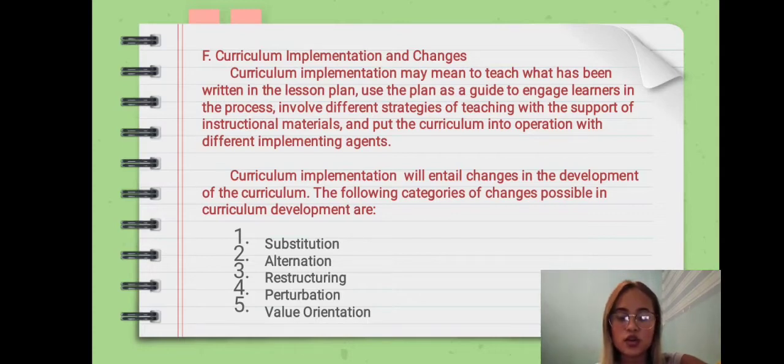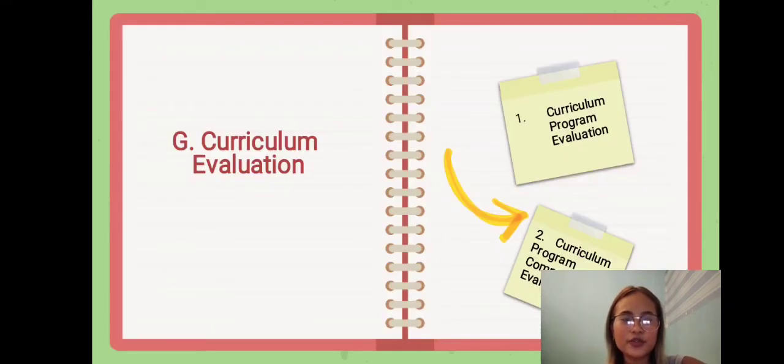For substitution, replacing the present curriculum with a new one. For alteration, introducing minor changes and modifications on the current curriculum. Restructuring, introducing major modifications in the current curriculum to the point of restructuring the curriculum. Perturbation, changes in the curriculum happen in a very short time. And lastly, the value orientation, responding to shifts in curriculum through a reorientation of the visions or missions of the school. Letter G, curriculum evaluation.